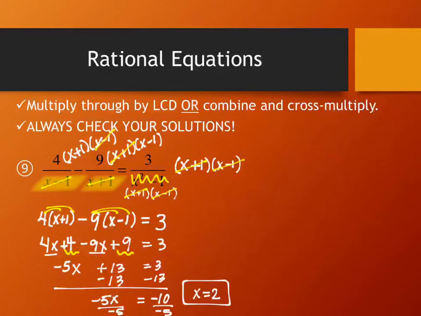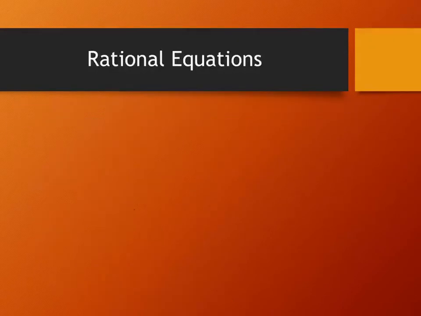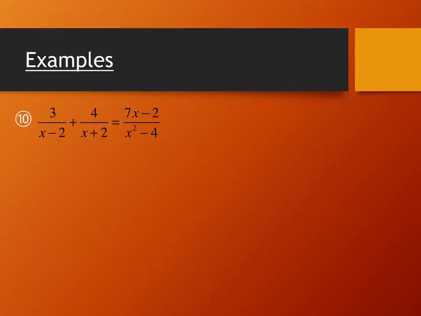Okay, let's try number 10, our last one. Okay, so again, 2 of my denominators are already simplified. There's nothing to clean up or to factor. But the third denominator, I do need to factor. How will x squared minus 4 factor? x minus 2, x plus 2? Sounds good. Everybody okay with that step?